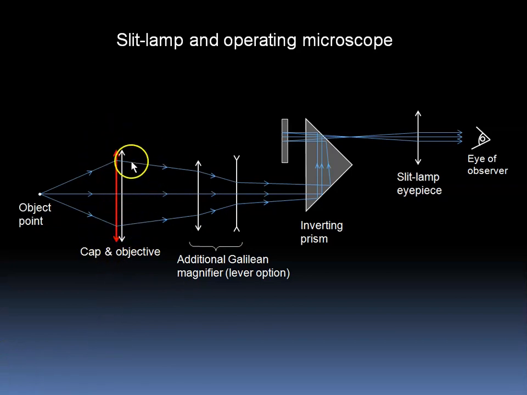Because we have positive lenses in the objective and the eyepiece, this is an astronomical telescope, which would give inverted images, except that we use inverting prisms here to invert the image.